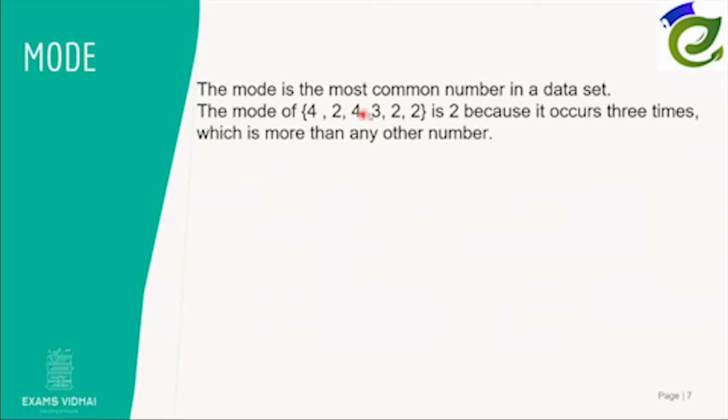Mode. The mode is the most common number in a data set. So in this example, you have the terms 4, 2, 4, 3, 2, 2. As you can see, 2 is repeated 3 times. So the mode of this series is 2.